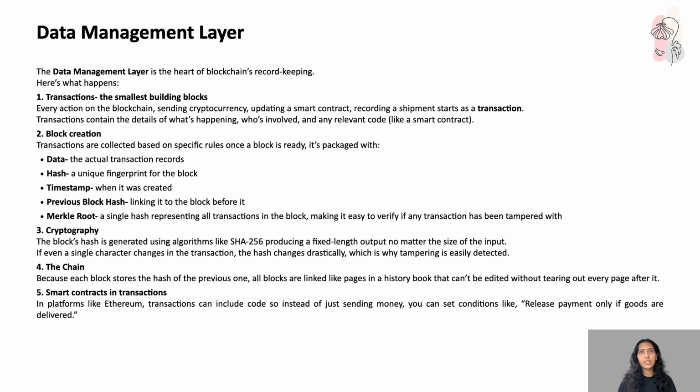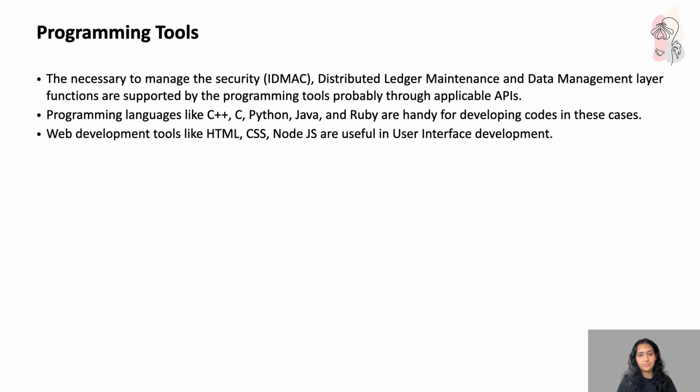So I think you know what is inside a block. The block contains data. Data is what? Actual transactions. The block contains a hash. Hash is what? A unique fingerprint. Timestamp: when was this block created? Previous block's hash. Merkle root. Merkle root is what? The hash for the entire set of transactions. And that is done using the algorithm SHA-256.